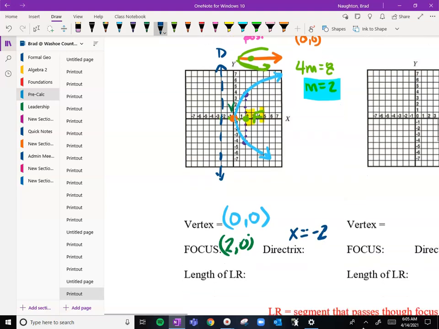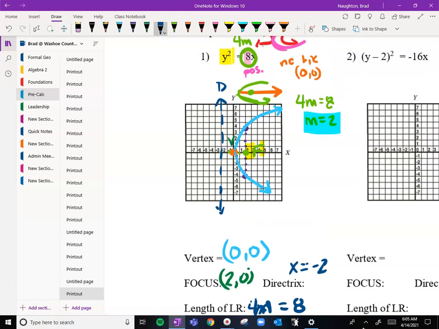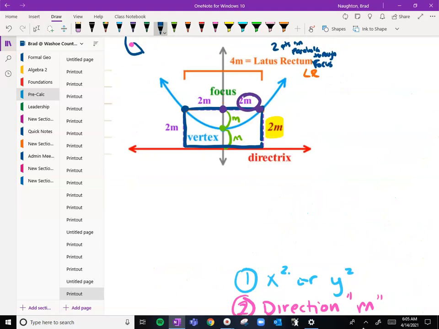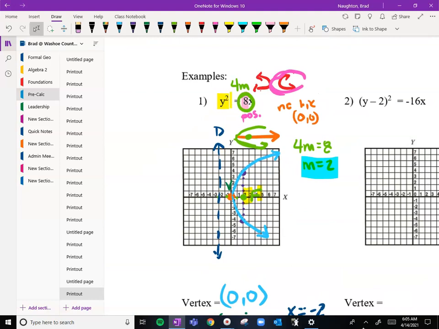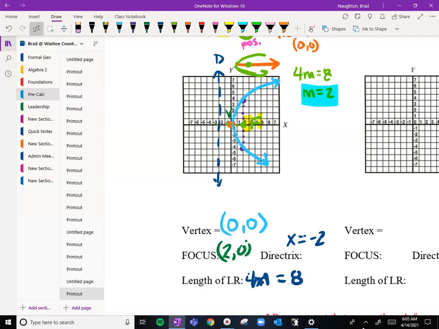Alrighty, and then the length of our latus rectum, or LR, is the segment that passes through the focus on 2 points. That is always going to be your 4m. We already know our 4m from our equation. It says it's 8. So to go back to our picture up here, notice that latus rectum is 4m. So just write exactly what it is right there, or do 4 times whatever your m value is. You're good to go. Okay, so we have our critical pieces.